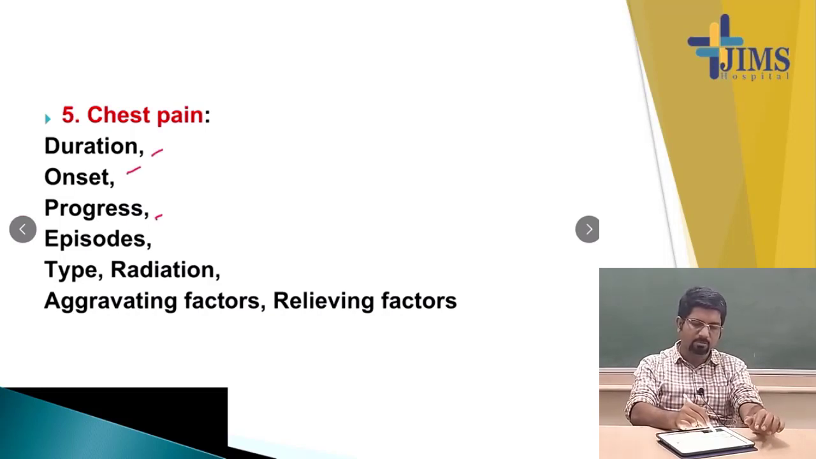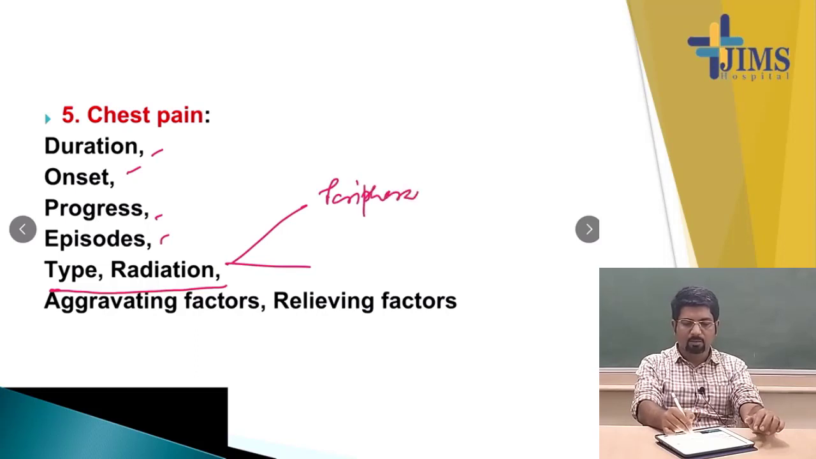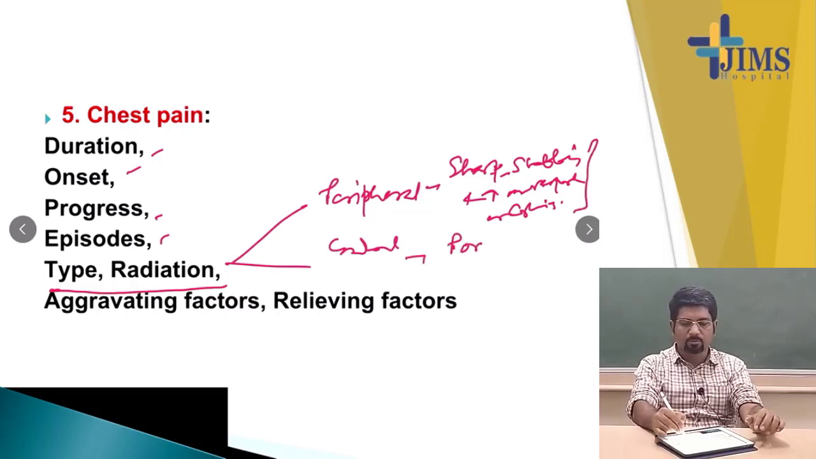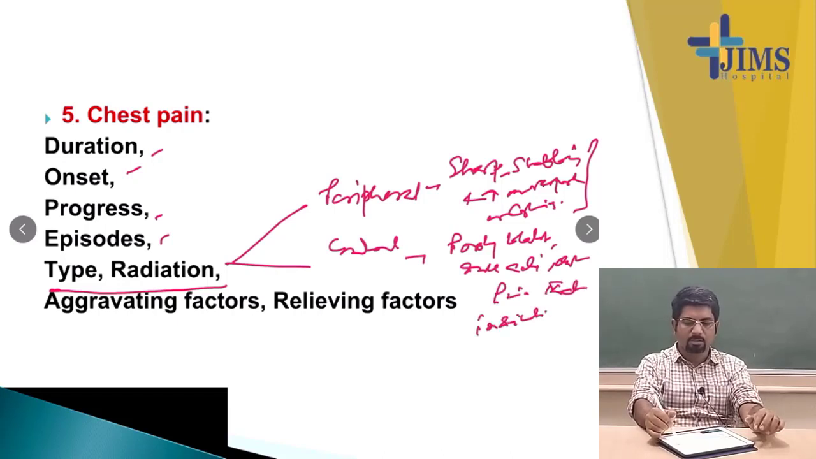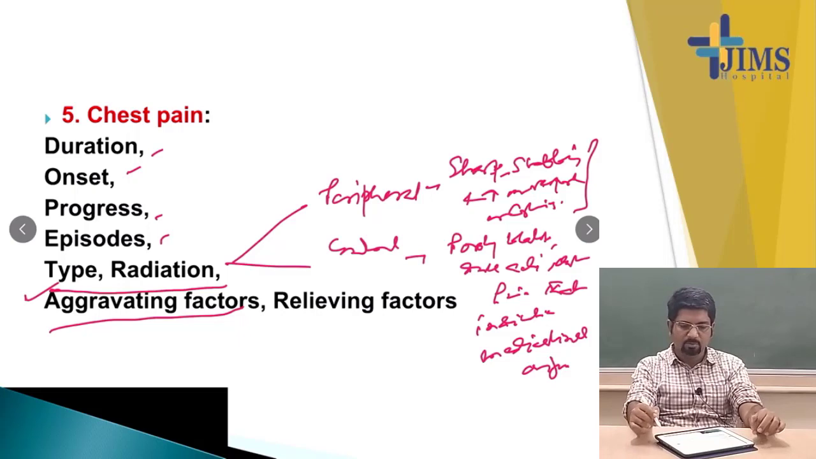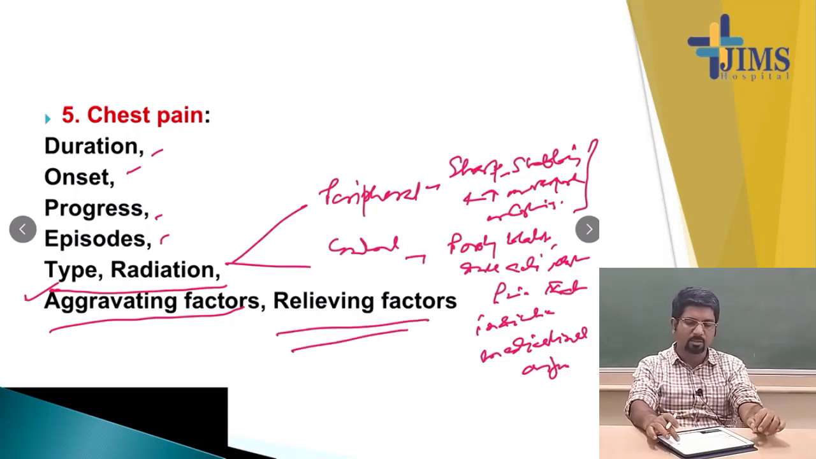Now come to the chest pain, and the format remains the same: duration, onset, progress, episodes. Another is the type and radiation, meaning whether it is peripheral or central. Peripheral is sharp, stabbing and increases on respiration or coughing, which indicates a pleural cause. Central is poorly localized, dull, aching chest pain, which indicates mediastinal origin. And you have to take whether it is aggravated by any other symptoms, or whether there is relief after any medication or change in posture.